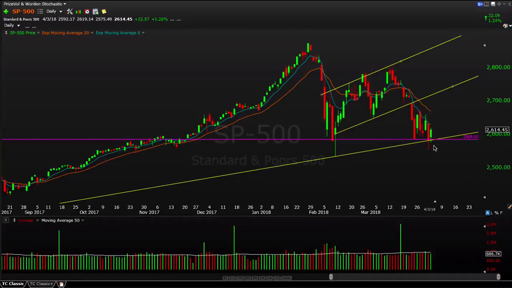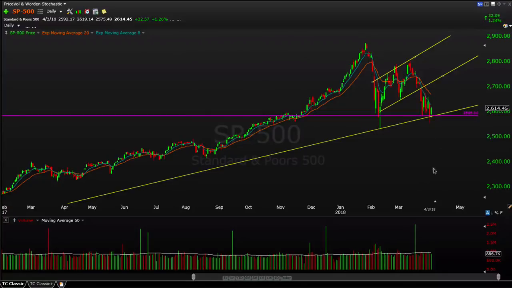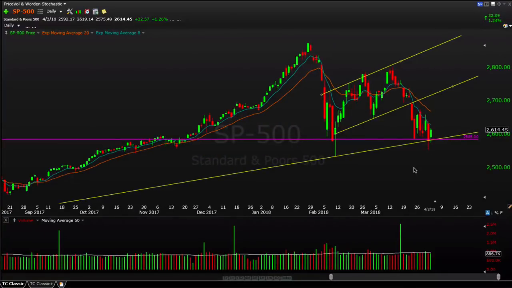But generally speaking, if we start losing this level, all bets are off. I think you need to protect yourself, or at least be aware of the sort of cliff that this market could be hanging on to. So that's generally the gist of the S&P 500. I think that's what I'm looking at here.